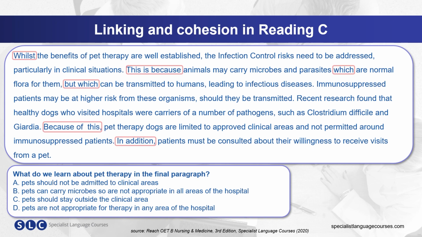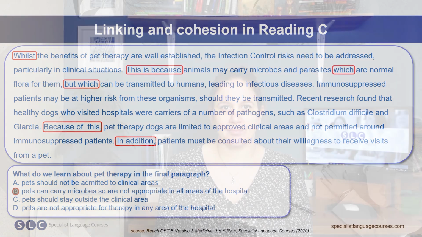That's right, option B is correct. The text says that pets can carry microbes and are therefore limited in clinical areas. Options A and C are incorrect as they are allowed in some clinical areas. It's only limited. And option D is incorrect as pets are only allowed in approved areas, not all areas. For example, where there are immunosuppressed patients.